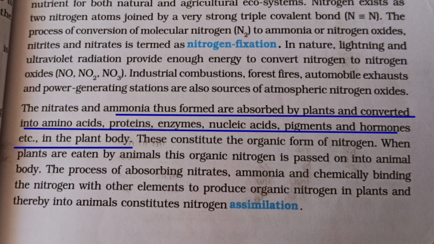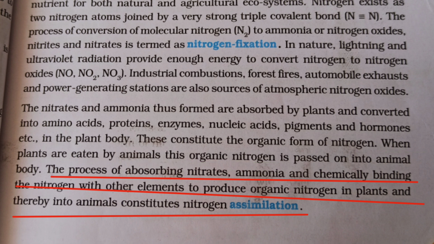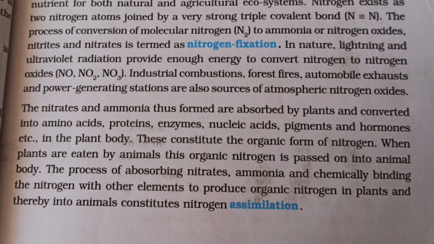Nitrates and ammonia formed are absorbed by plants and converted into amino acids, proteins, enzymes, nucleic acids, pigments, and hormones. So this is a very important point for choosing the right choice in the question. When plants are eaten by animals, this organic nitrogen is passed into the animal body. The process of absorbing nitrates and ammonia, and chemically binding the nitrogen with other elements to produce organic nitrogen in plants and thereby in animals, is called assimilation.